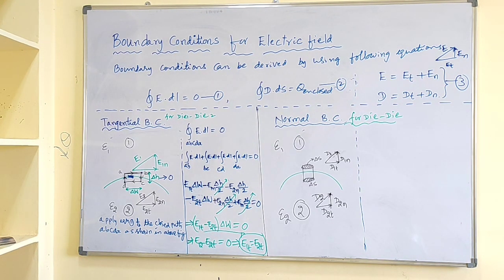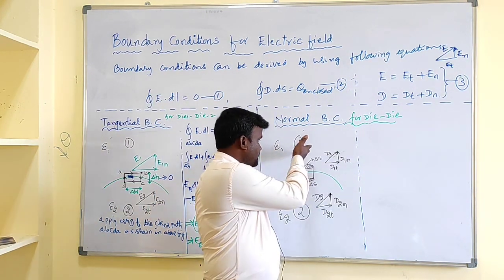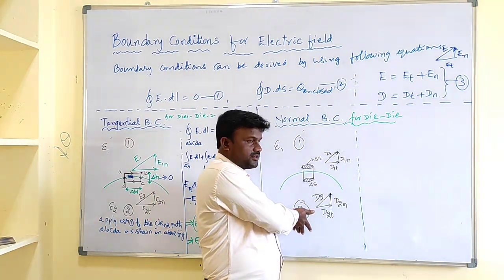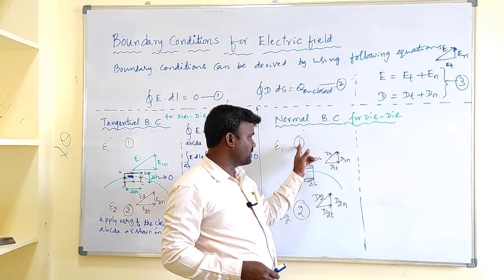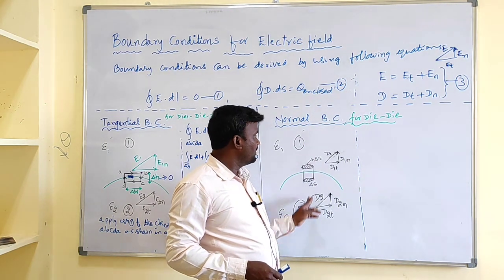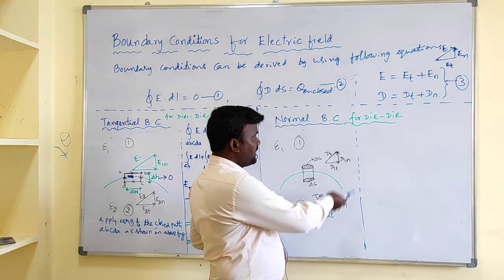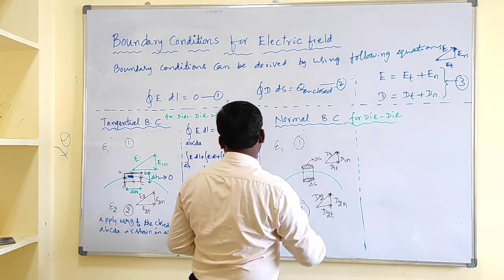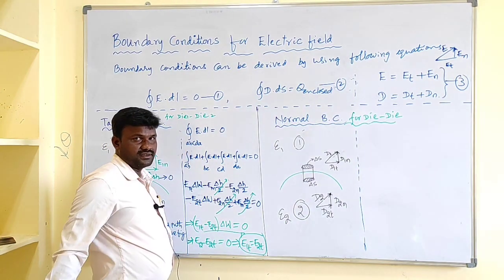Okay, so normal boundary conditions for dielectric. That means what? The interface: the first one is a dielectric medium, and the second one is also a dielectric medium. We can take this as dielectric and this as dielectric, or else we can take this as dielectric-conductor and free space. Initially I consider dielectric. Later we can go for a dielectric-conductor. Next, conductor-free space.